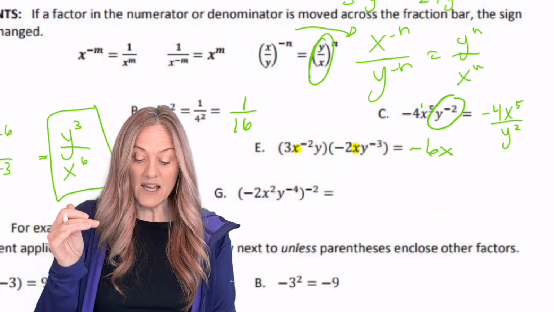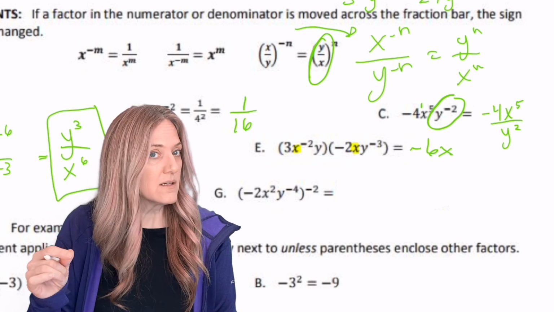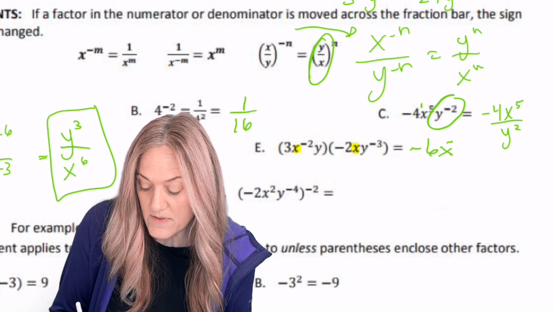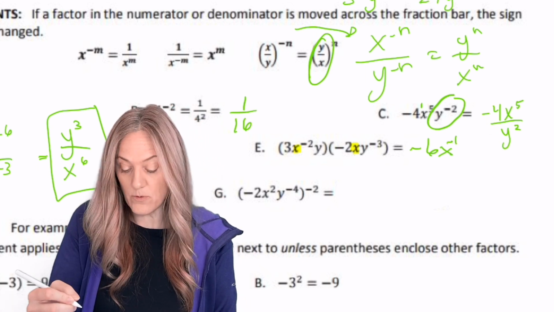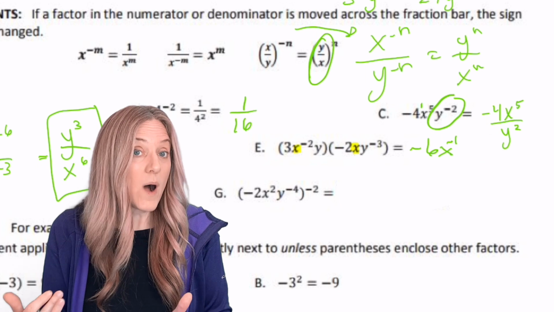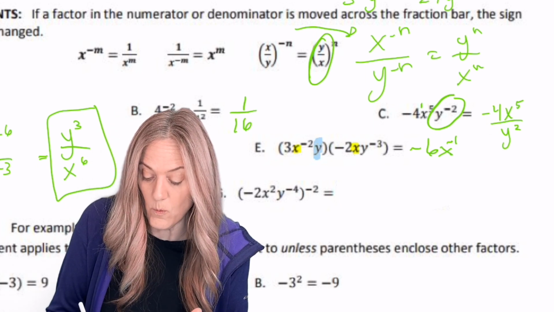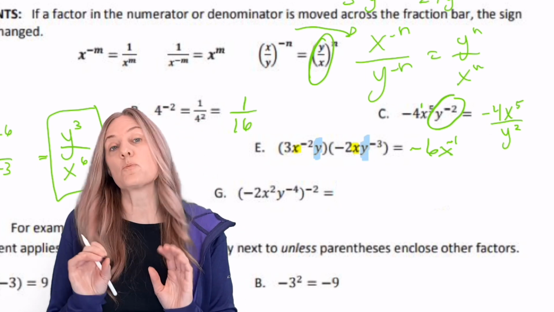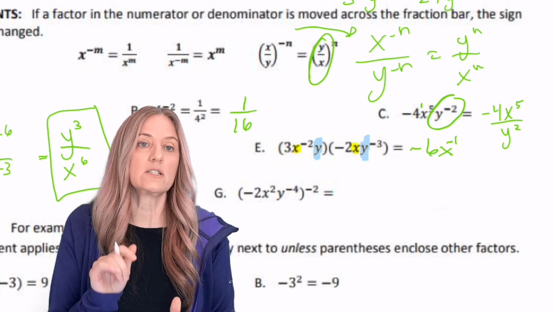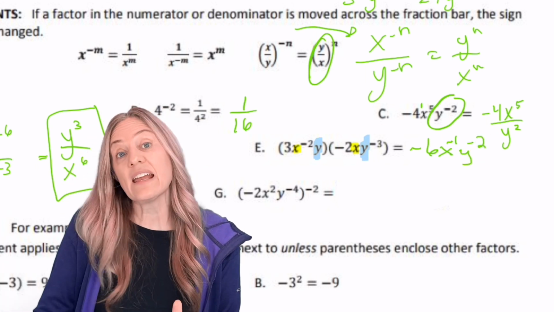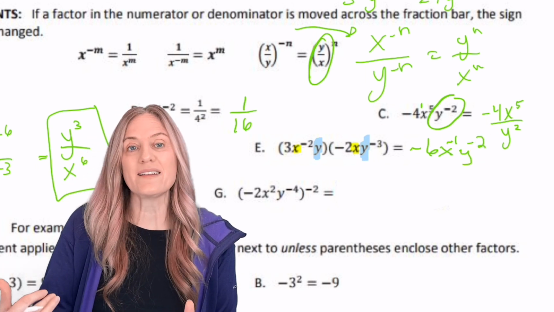So x to the negative 2 times x to the positive 1, negative 2 plus 1 is negative 1. So now I have the coefficient negative 6 and then x to the negative 1. Last, look at our y values. We have y to the positive 1 and y to the negative 3. It's the product rule currently, so I'm going to do 1 plus negative 3 and get negative 2. So currently I have negative 6, x to the negative 1, y to the negative 2.